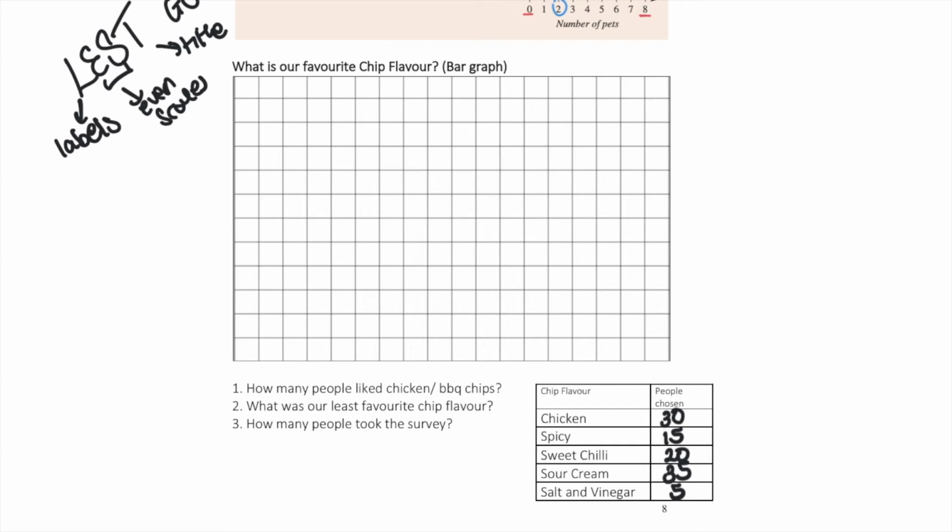So we've actually got a title: What is our favorite chip flavor? And now we need to create some nice axes. So let's do that. Oh my gosh, they're so pretty. So let's label the axes.